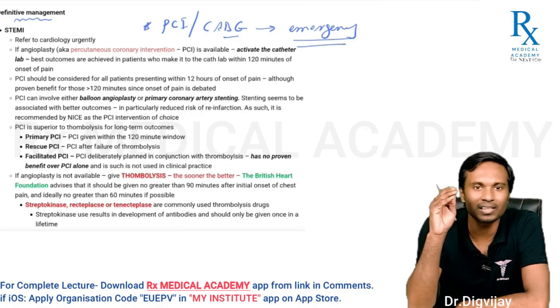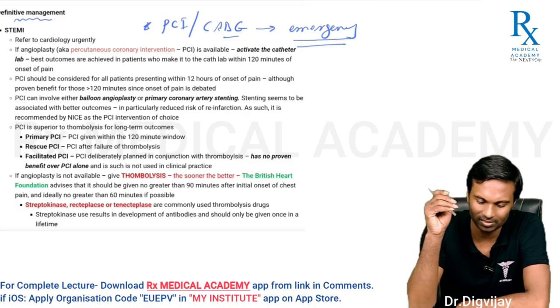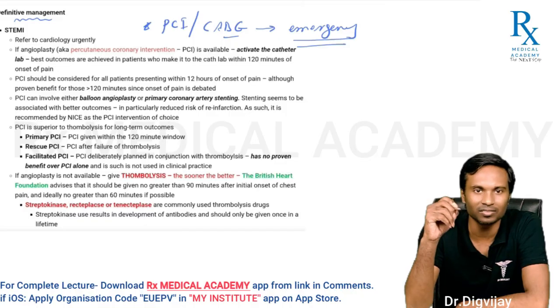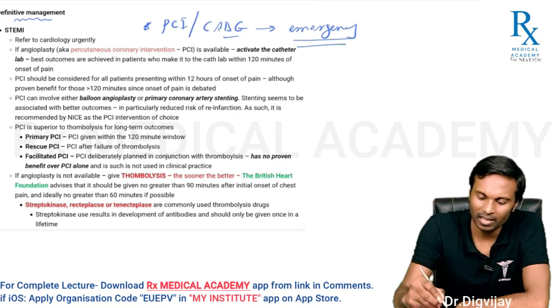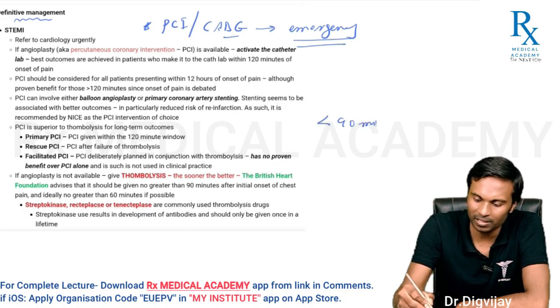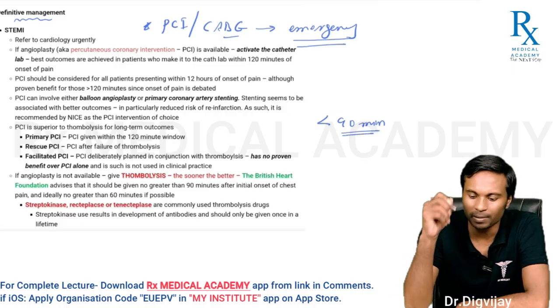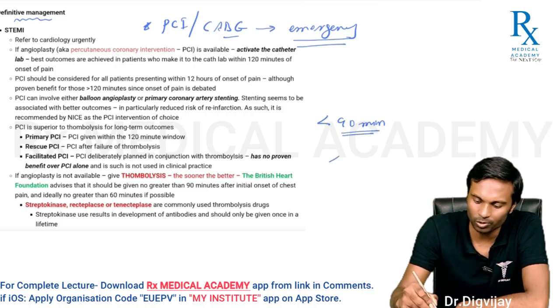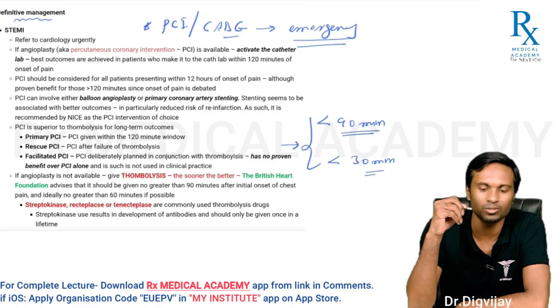But what is the timing and what are the indications of PCI and CABG? We are going to discuss. See, ideally percutaneous intervention, if that facility is available, has to be done within 90 minutes of arrival in the hospital. But if it is not available, you can go for thrombolysis, and that has to be done within 30 minutes of arrival into the hospital.